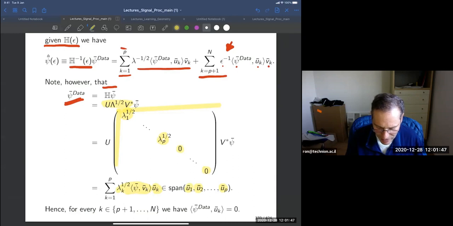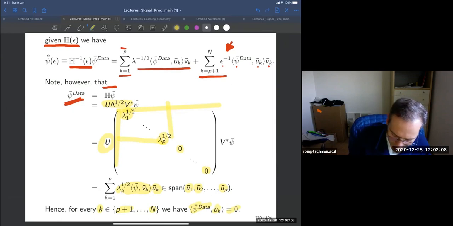What we have here is something that is truncating the rest of the domain from U. So we know that for every K in P plus one until N, the projection of psi data on UK is equal to zero. Let's just finish this story.